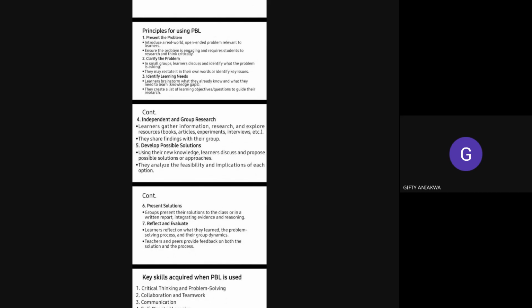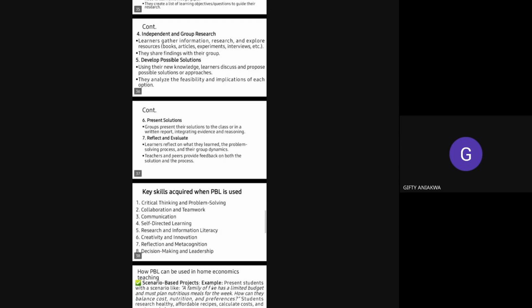reflect and then evaluate. So learners reflect on what they have learned, the problem solving process, and then their group dynamics. So everything that transpired between them, they reflect on it and then they evaluate how they made an impact in it.